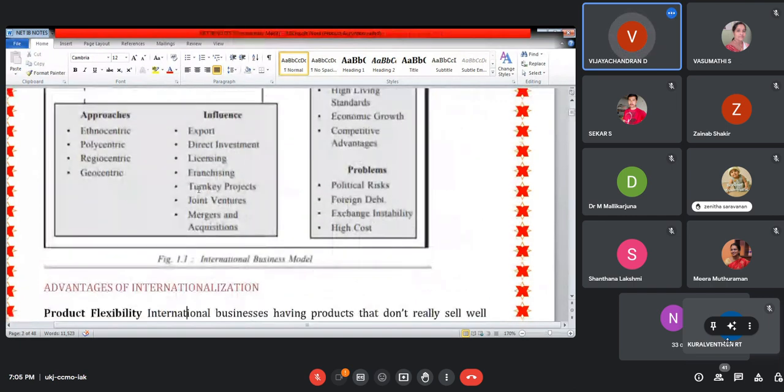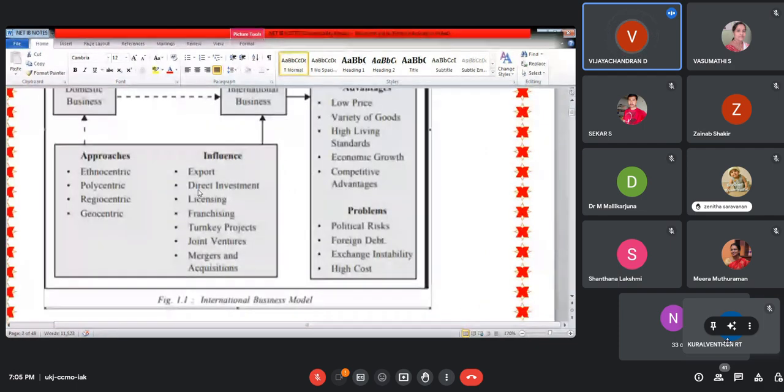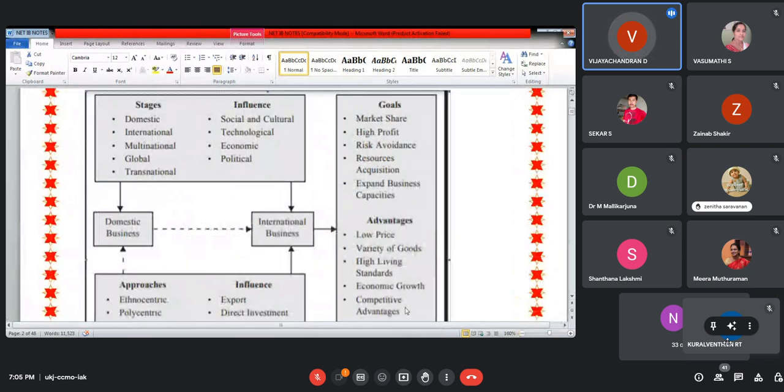I told. So first one is domestic. Then you will go for international trade. Then multinational. Then the fourth stage is globalization. Next stage is transnational. In the case of transnational, your product will be existing in almost all the countries. Nothing will be left out. No country will be left out with your product. So your product will be available almost globally.